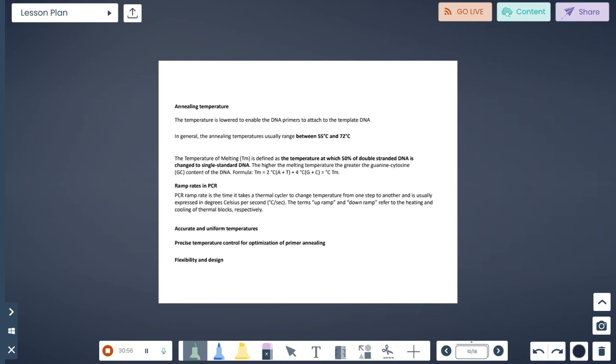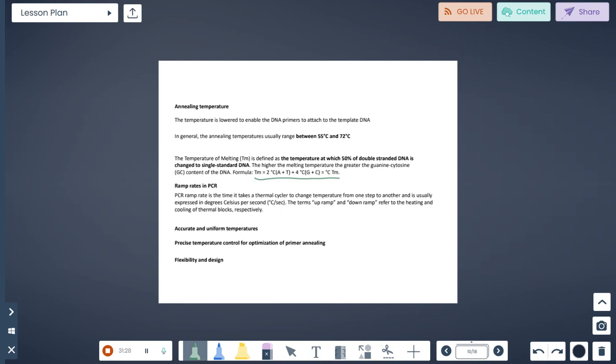So how do you calculate Tm? This is a formula you can use. 2 into A plus T, where A plus T is the number of adenine and thymine nucleotides, and 4 into G plus C content, that is the number of G plus C. So you add it, and that many degrees centigrade is the Tm of the primer.